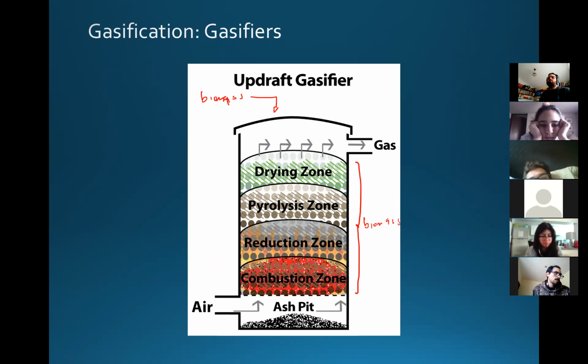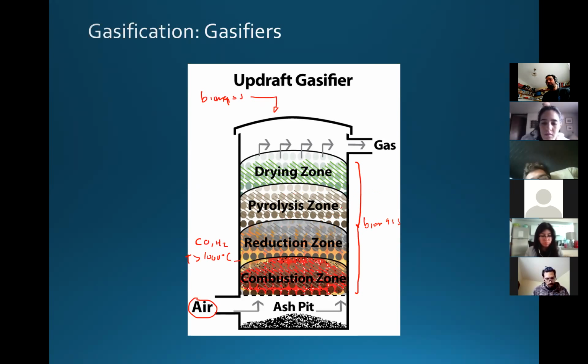Okay, so when we burn the biomass in the combustion zone, of course we have a lot of oxygen because air is near the bottom, right? And after most of the oxygen is consumed, it's going to go to the reduction zone with a temperature higher than 1000 Celsius. Okay, and in that reduction zone, we're going to obtain the CO and the hydrogen that we want, right? That we want.